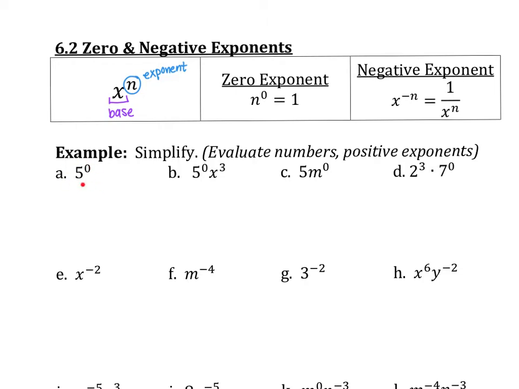Okay, so this first one says 5 to the 0. Well, according to this property, anything to the 0 power is going to equal 1. So this is just 1.